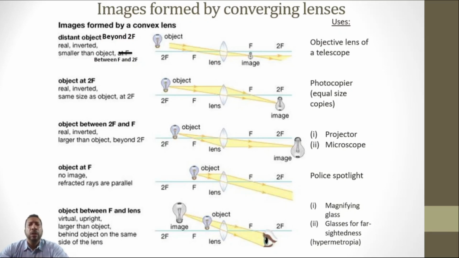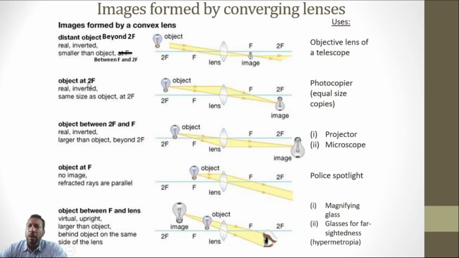When it comes to a converging lens, the image that is formed depends greatly on where the object is located. When the object is very distant, in other words, beyond 2f, we will get a real image that is inverted, smaller than the object, and located between f and 2f on the opposite side. This is used in the objective lens of a telescope.